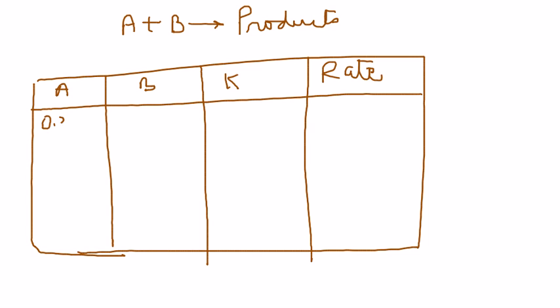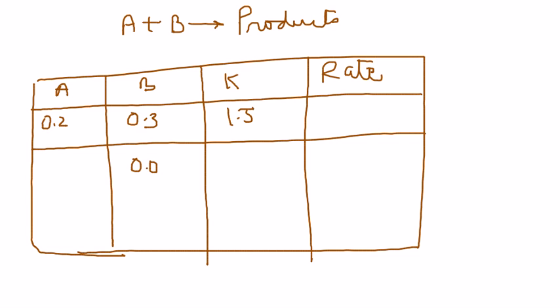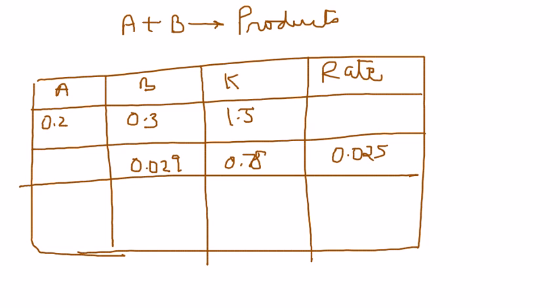So this is 0.2, this is 0.3, this is 1.5. The second one is 0.029. This guy is 0.78, 0.025. The next one is 0.45, 0.52, and 0.033.